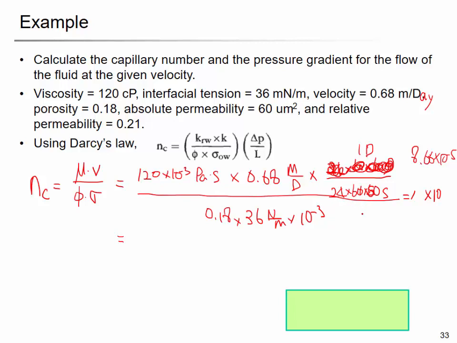Anyone have a different value? 1.46 times 10 to the negative 4. Actually, that was my answer.